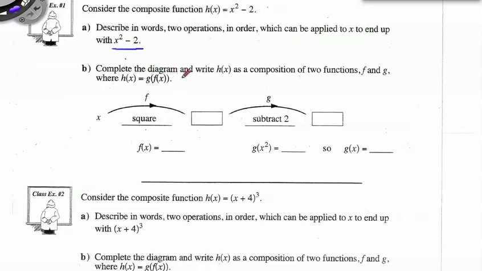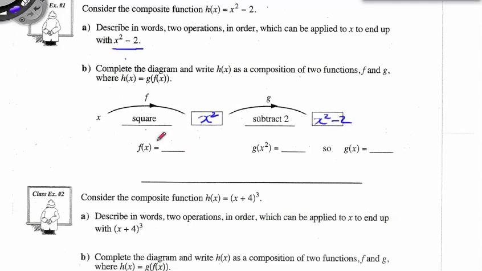Part B. Complete the diagram and write h of x as a composition of two functions f and g, where h of x is equal to g of f of x. Well, okay, so we can see that if we take x, our function f of x does the squaring first, and if we square x, we'll get x squared. G, the function g, seems to subtract 2. So we end up with x squared minus 2.